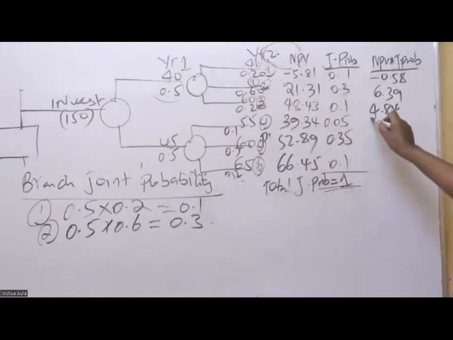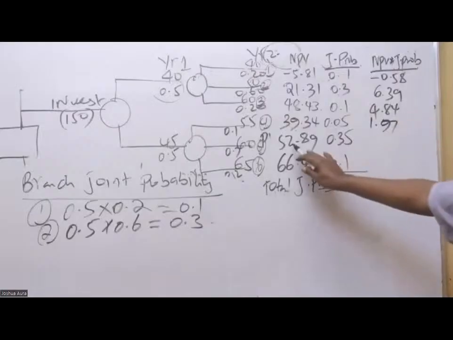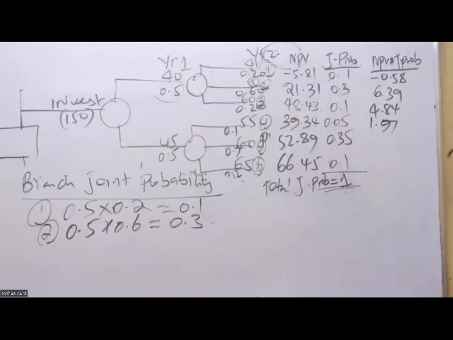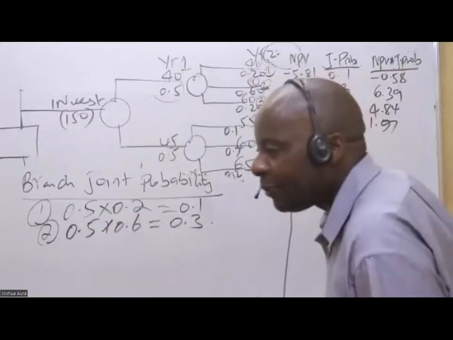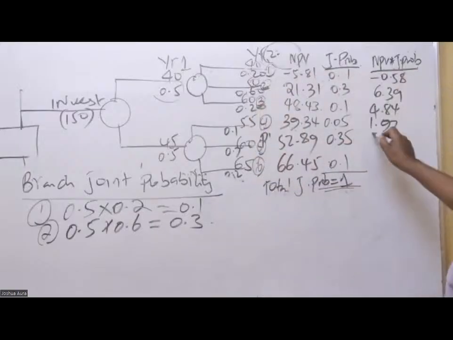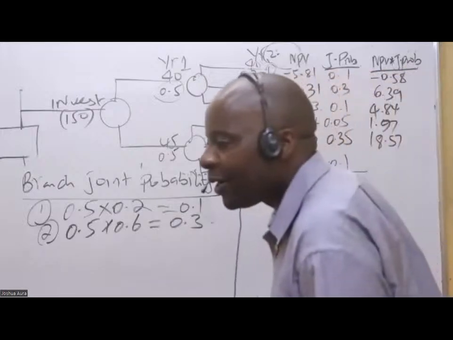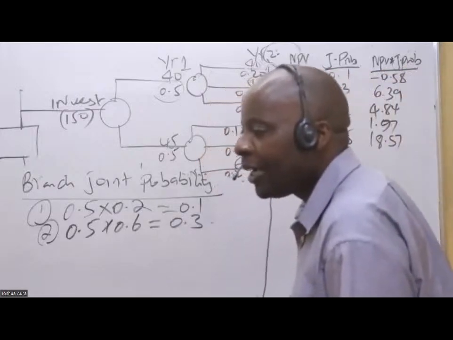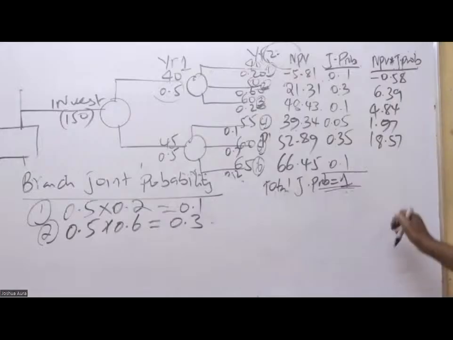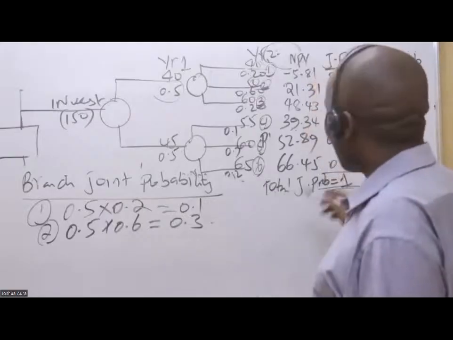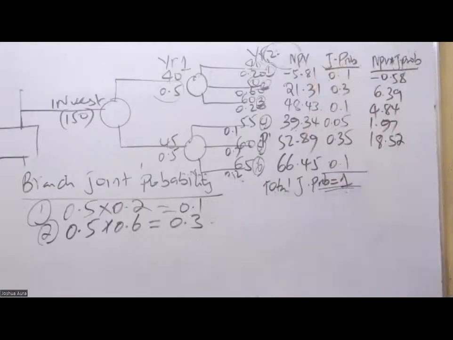1.97, 1.97, 1.97, and then this gives me what figure? 18.52, Brenda. I'm being given a figure of 18.52. Is this figure correct, really? They're saying no, it should be 18.51.